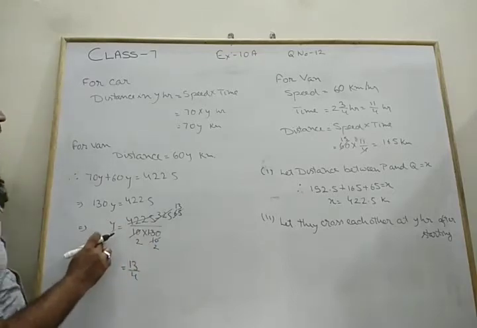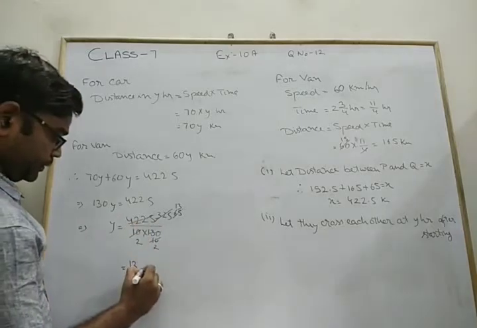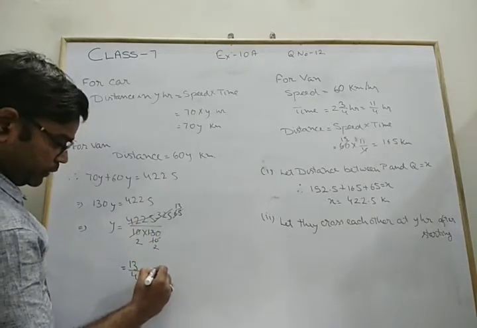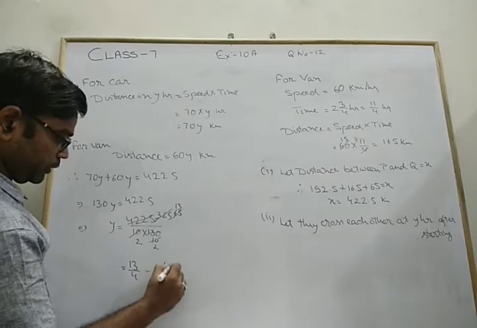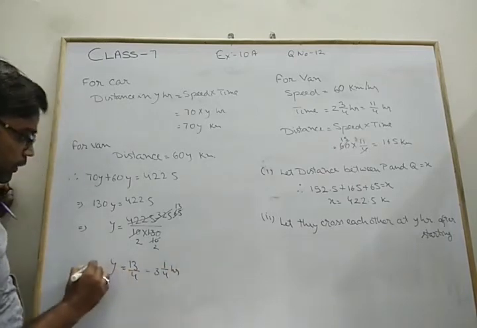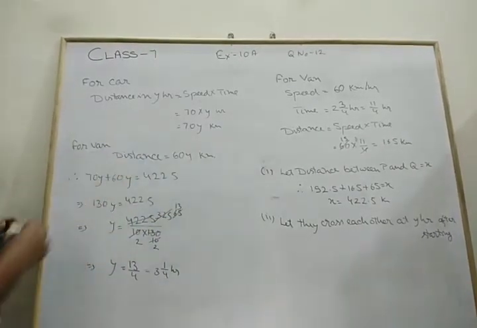But in this case, y is in hours. That is 3 whole 1 upon 4 hours, because we are going to find out the value of y, and y is in hours. So, likewise you can solve. That's all for today. Thank you.